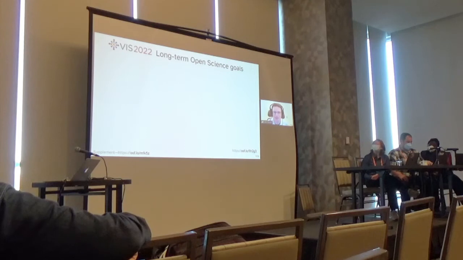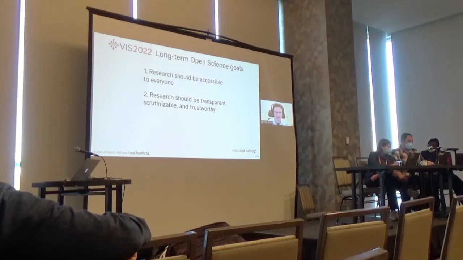At the town hall, we talked about some long-term open science goals for VIS. First, we thought that research should be accessible to everyone. Second, our research should be transparent, scrutinizable, and trustworthy. And third, it should be replicable or transferable. If you follow that link in the bottom right, which is available on the slides online, you can see more detailed descriptions of what we're thinking about.